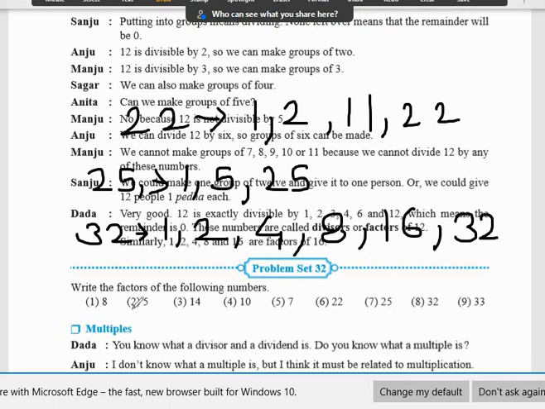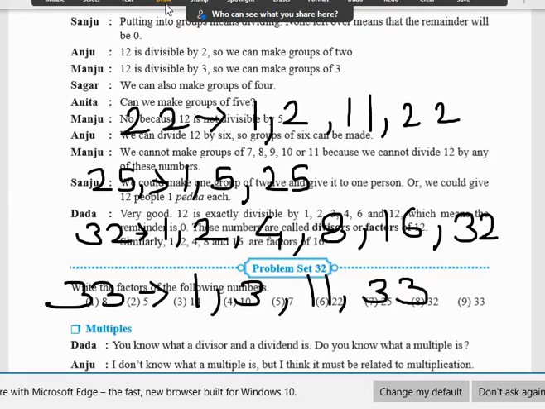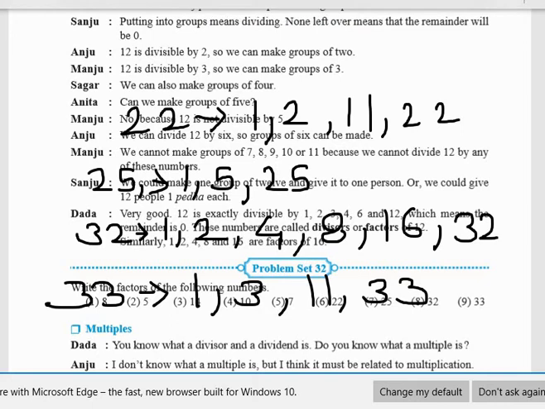Then 33. Now see 33. 33 is present in the table of 1, 3 because 3 ones are 3. Okay. Then 11 threes are 33 and 33 ones are 33. This ends your practice set, problem set 30.